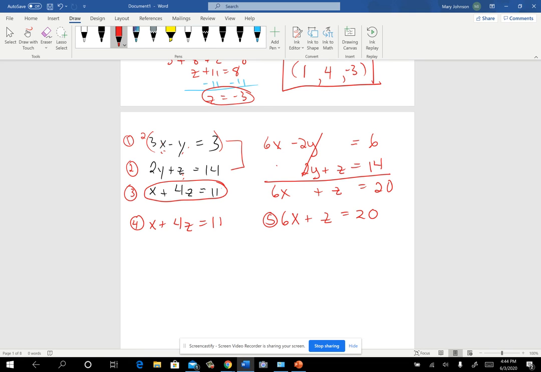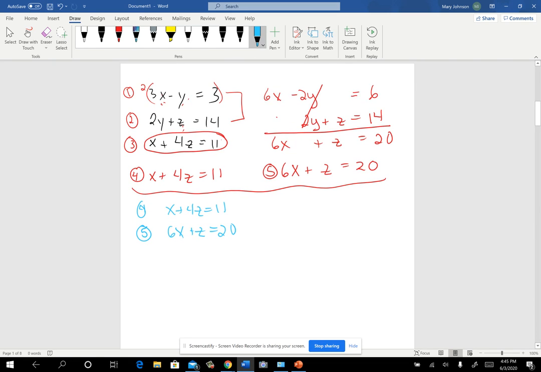All right, so now I'm going to start that second part of the process. I'm going to take our equation 4 and our equation 5, and I'm going to just focus on those. Okay, so I'm looking at those and I'm thinking, what can I do to try to eliminate one of the variables? Because x is by itself on the first one and z is by itself on the second, I think either variable you could have chosen to eliminate. I'm going to get rid of the z.